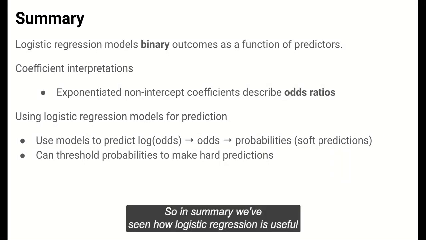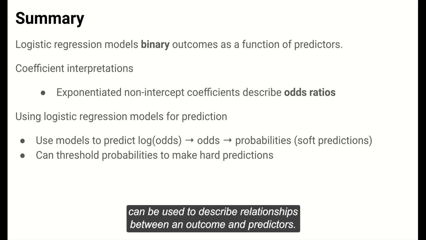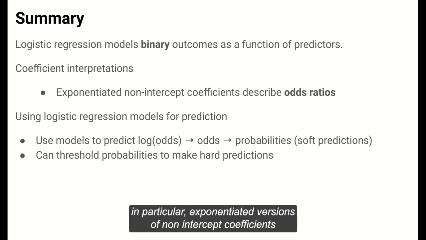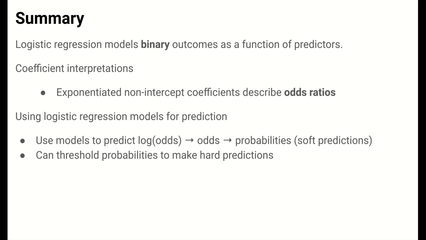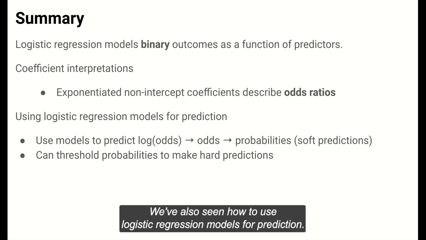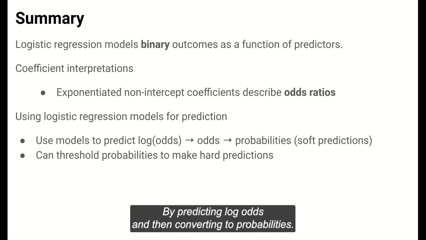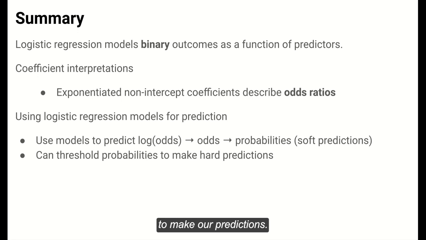So, in summary, we've seen how logistic regression is useful for binary classification problems. Like linear regression models, logistic regression models can be used to describe relationships between an outcome and predictors if we look at coefficient interpretations. In particular, exponentiated versions of non-intercept coefficients capture these relationships in the form of odds ratios. We've also seen how to use logistic regression models for prediction. We can make soft predictions of the probability of the y equals 1 event directly from the model by predicting log odds and then converting to probabilities. We can then threshold the probability predictions to make hard predictions.